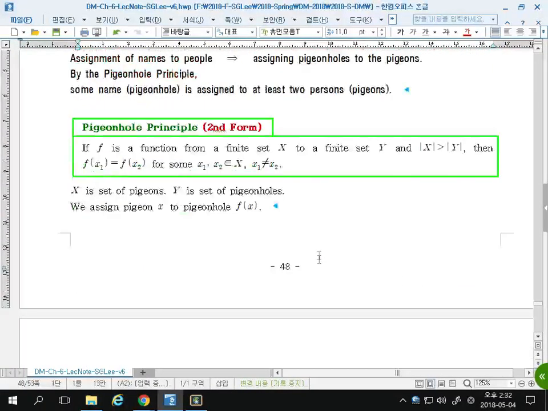Okay, next. Second form of the pigeonhole principle. If f is a function from a finite set X to a finite set Y, and the cardinality of X is bigger than the cardinality of Y, then f(x1) is equal to f(x2) for some x1 and x2 which are not the same. Okay. This is also a pigeonhole principle.